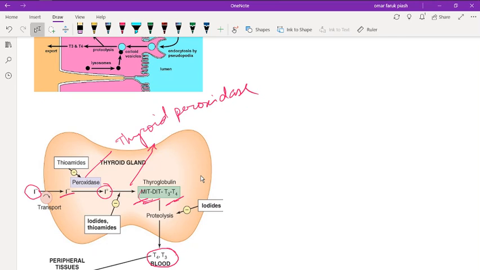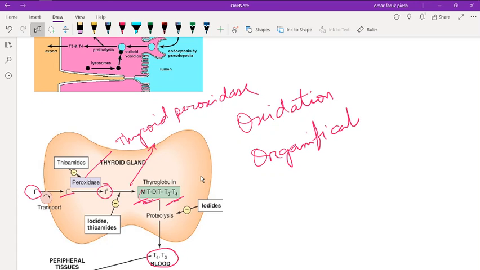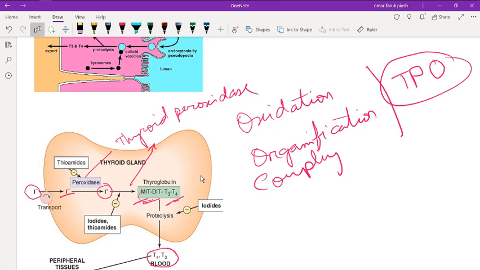In these three steps, oxidation, organification and coupling, you need only one enzyme. That's why thyroid hormone synthesis is very easy, that thyroid peroxidase.